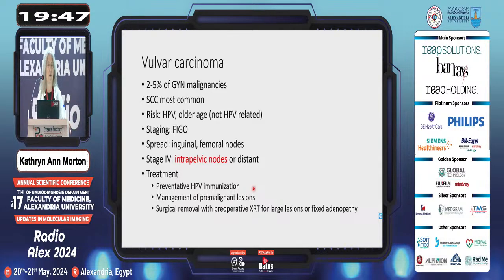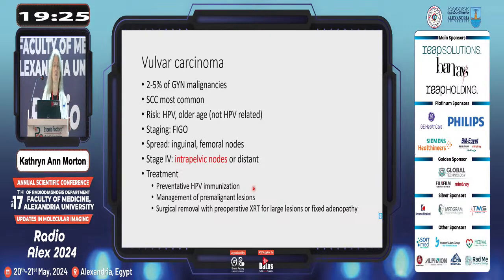Vulvar carcinoma, 2 to 5% of gynecologic malignancy. Squamous cell is the most common. Risk factors, HPV and older age. The older age patients is not really HPV related. Staging is usually by FIGO criteria. Spread is to inguinal and femoral nodes.